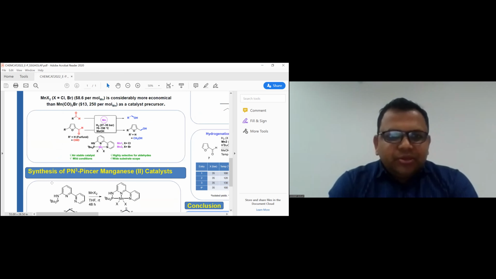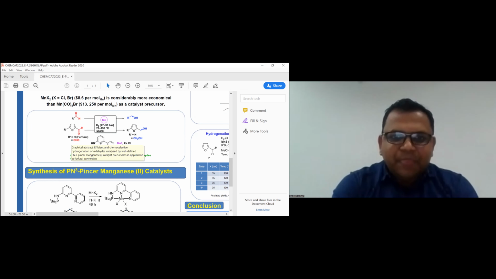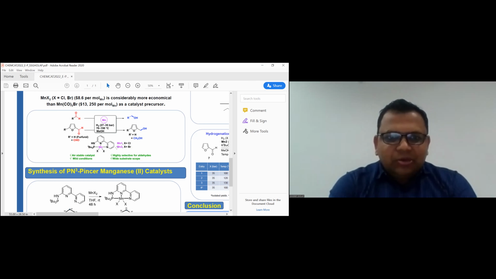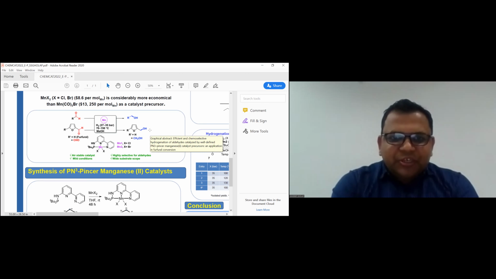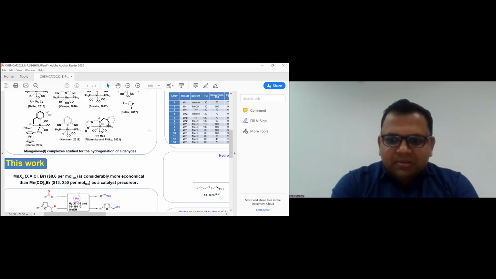using this methodology, we use manganese 2 complexes, and we successfully reduce aldehydes to various types of alcohols, as well as converting various types of feedstocks such as furfural into furfuryl alcohol. We offer an air-stable catalyst under mild reaction conditions, which is highly selective for only the aldehyde. I will show you the preparation of this catalyst.